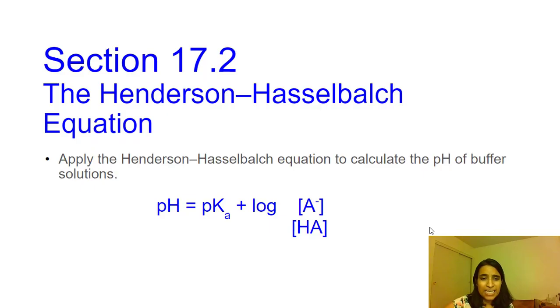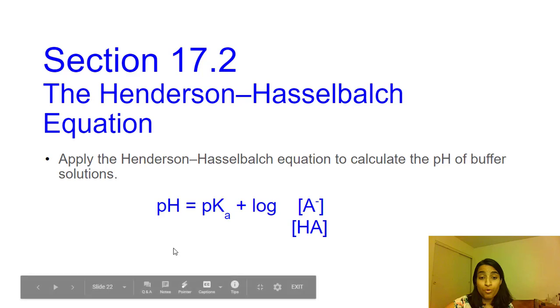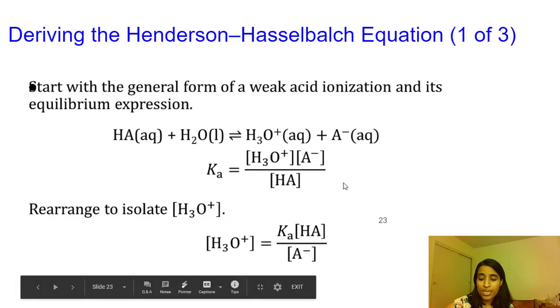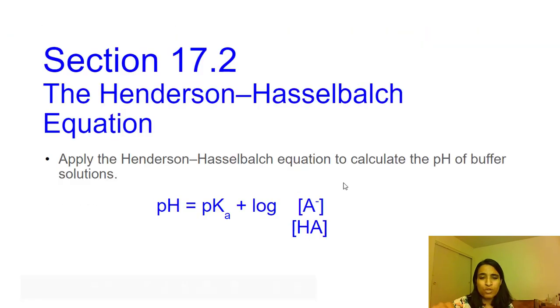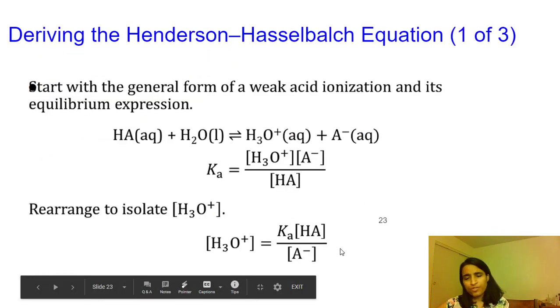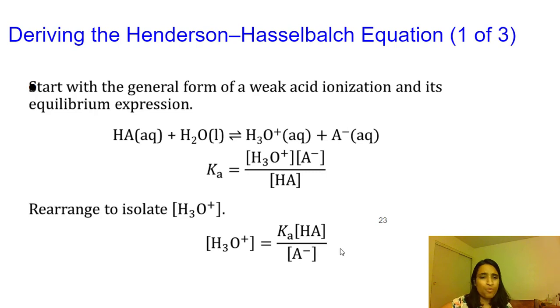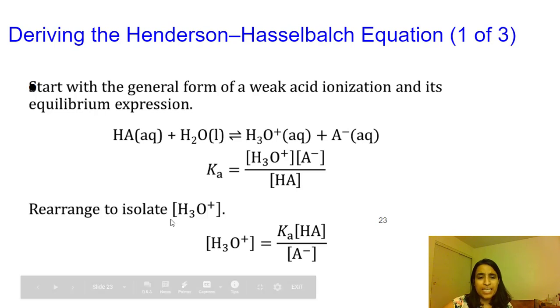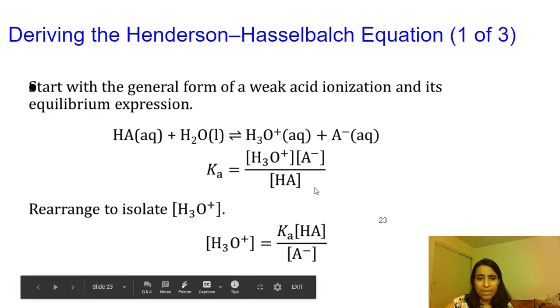So this is the Henderson-Hasselbalch equation, so you can write it down. It's an important equation. pH is equal to pKa plus log of base over acid, and this whole thing is in a bracket. The next few slides are going to show how we came up with this equation. If you had a weak acid plus water gives hydronium and conjugate base, this would be the Ka.